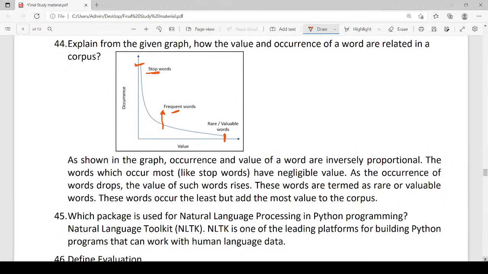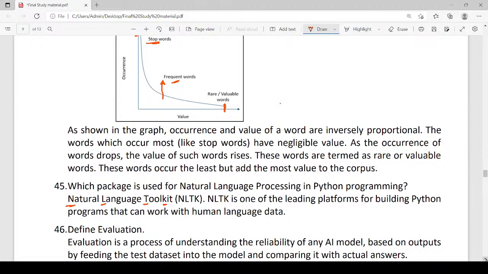Now one more question. What is this NLTK, or what package is used for natural language processing? It is NLTK, Natural Language Toolkit. So we generally download and install this NLTK. This is a package that is used by Python for processing human languages. Okay. So that completes the 7th lesson.